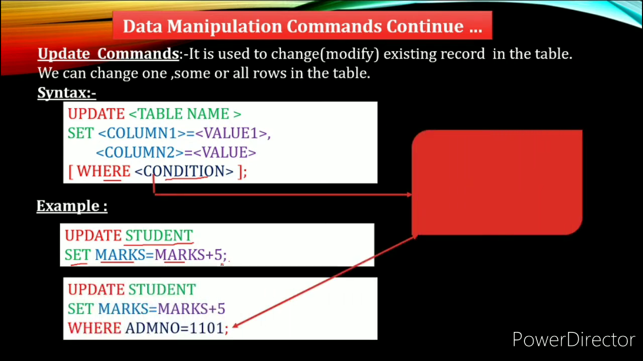But if you want to update a particular record or records, then you have to give some condition so that only those records will be updated which you want to update. So if you want to update only the record whose admission number is 1101, then you have to specify the condition. So: update student set marks equal to marks plus 5 where admission number is 1101. Here only one record will be updated with 5 marks.